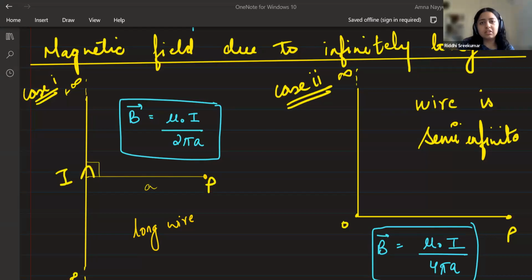Is the distance? Yes, the distance, which we say is a position vector from the current element to the point of calculation.